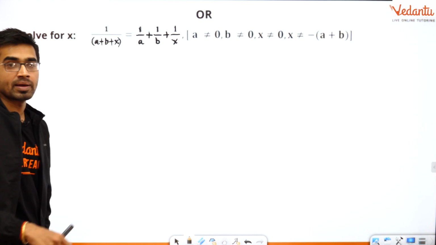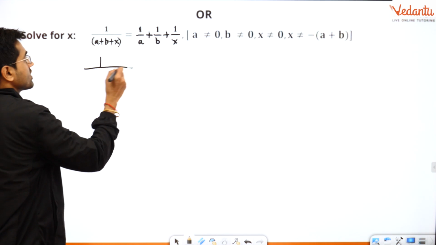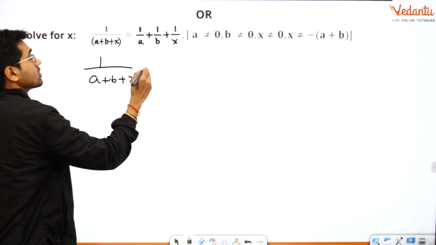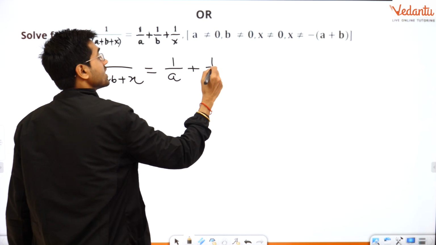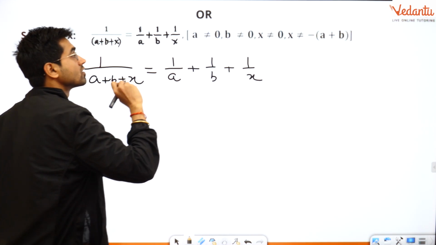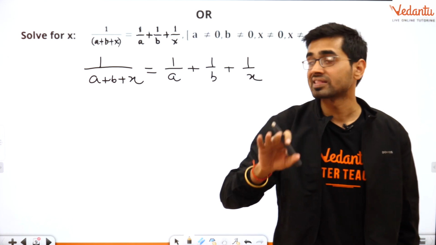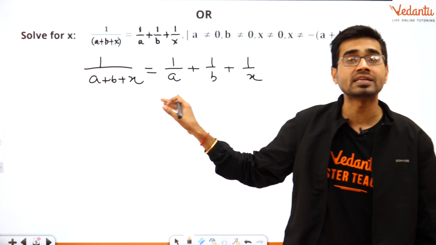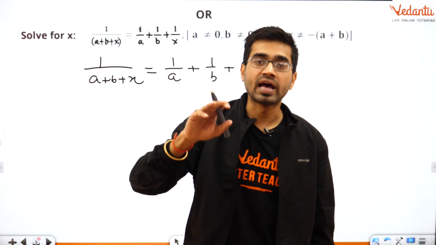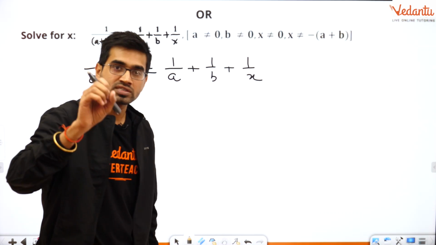Okay, this question is 1 upon a plus b plus x. Okay, I'll write it very fast for you. Is equals to 1 upon a plus 1 upon b plus 1 upon x. Fine. इस क्वेश्चन को सॉल्व करना है. It's very easy. Remember one thing. They are standardizing this. ये इसको standardize कर दिया गया है. Okay, they are asking this. What you have to do is just simple thing.